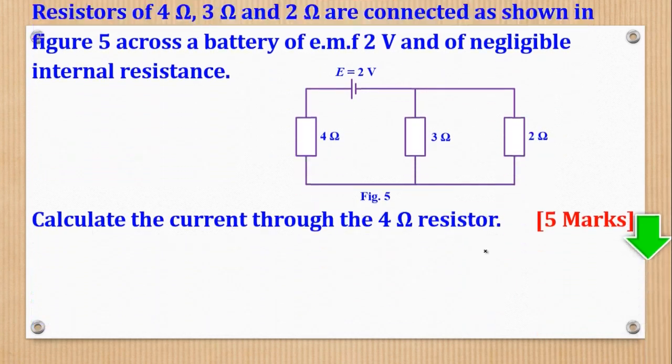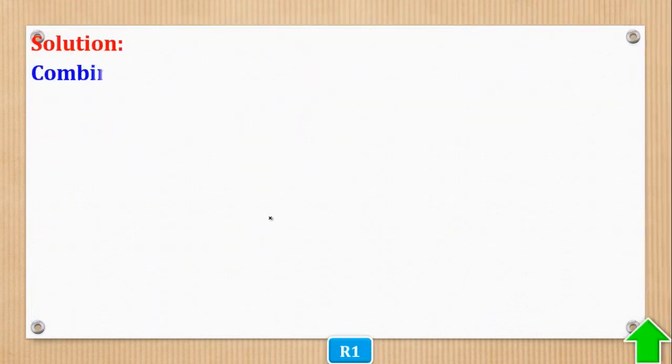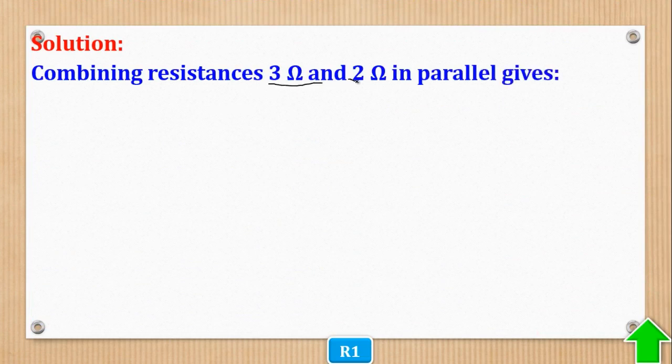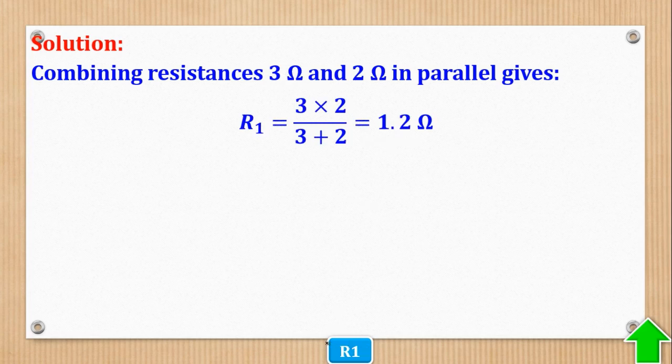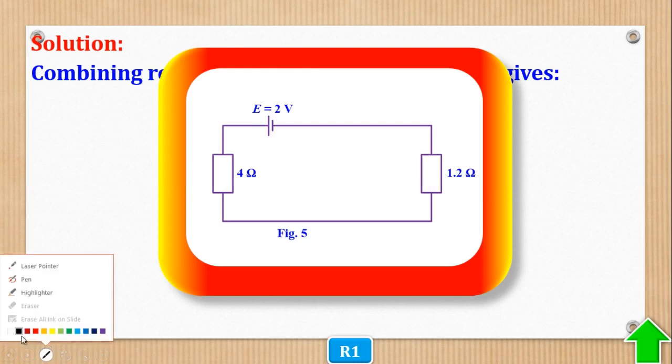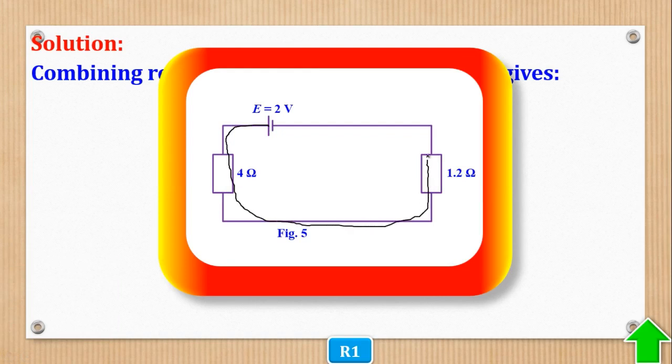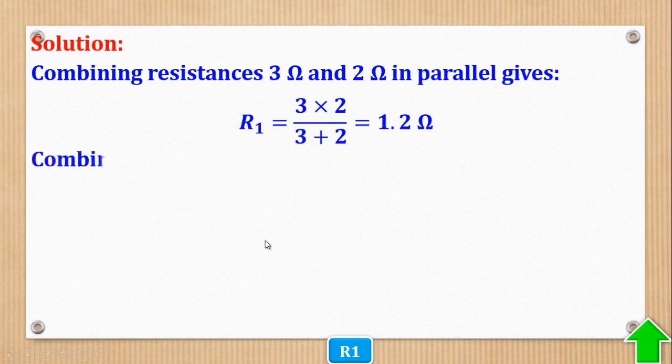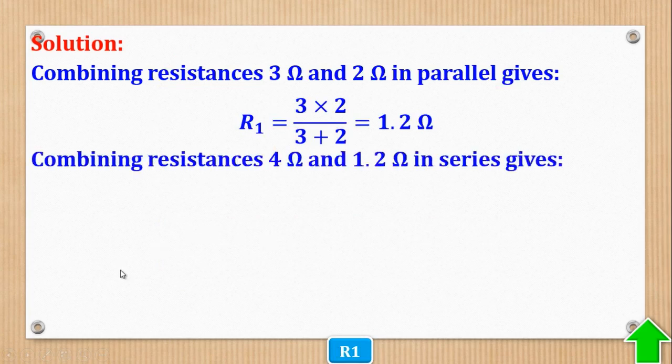Let's do that. So combining this and this in parallel, we shall use product over sum to come up with 1.2. Now when you combine the two, it implies that the two resistors are replaced with one resistor, which is 1.2 ohm. And that implies that now what we have are resistors in series. This is in series with this because same current flows through both of them. Therefore, resistance in series, we got it by adding individual resistances. Therefore, total resistance will be given by adding.